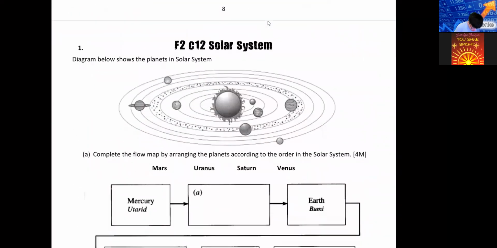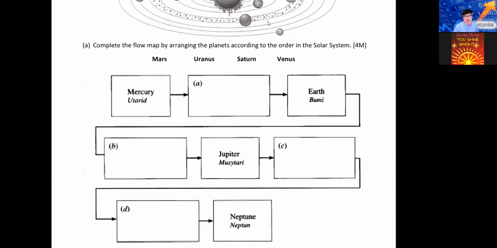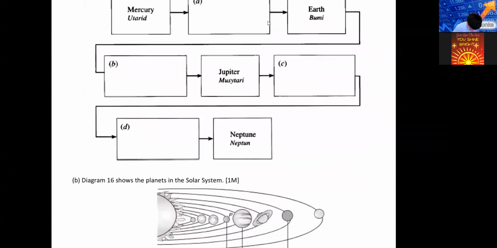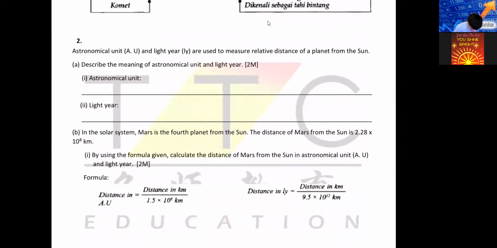Let's go to this one. I'm sorry for rushing because I have to. I don't think I need to tell you the answer. If you still cannot arrange your planets, shame on you. Please go to primary school. Okay, anyway, let's go to our number 2.